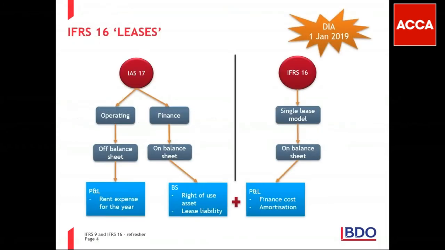So we'll start with IFRS 16, which has become mandatorily applicable for reporting periods starting on or after 1st of January 2019. The standard has superseded IAS 17, which used to require two accounting models for leases, depending on which classification the leases fall under, whether it's operating lease or finance lease. And the biggest change that IFRS 16 has introduced is bringing in the single lease accounting model, which applies to all types of leases.